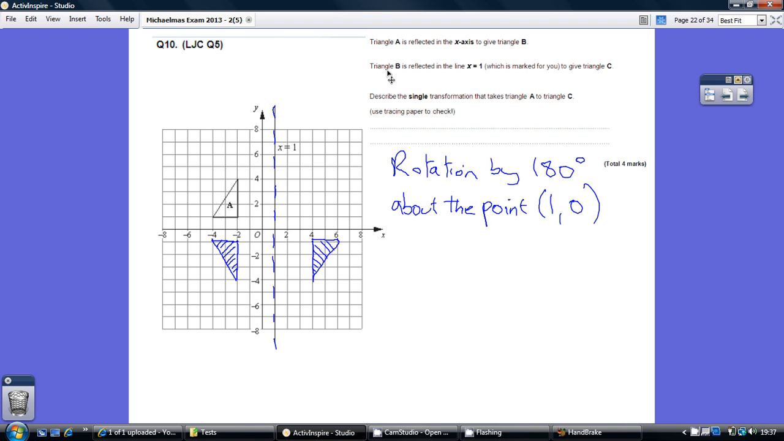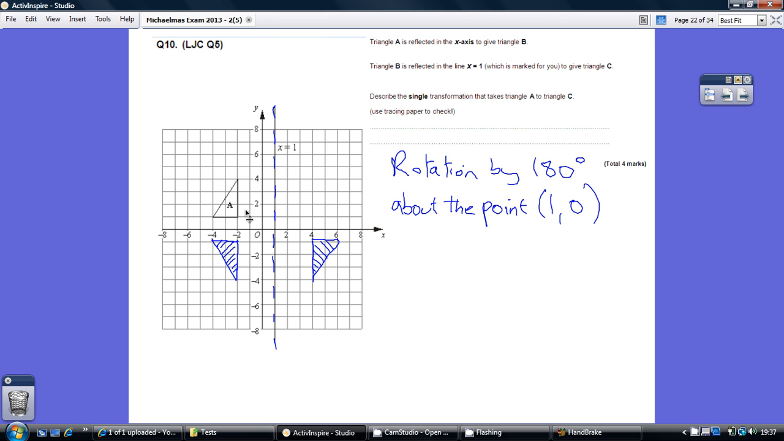Secondly, we then had to reflect the new triangle, triangle B, this one, in the line x equals 1, which they told us was this line coming down here. So now we're reflecting this shape across here. We've then got to explain how we get from our original triangle to our final triangle.